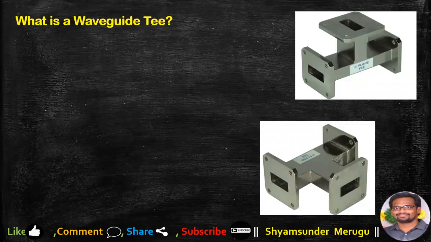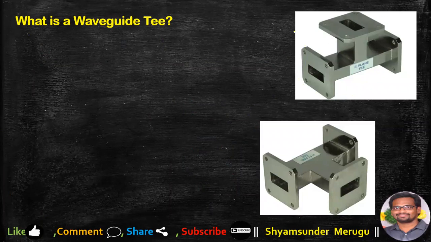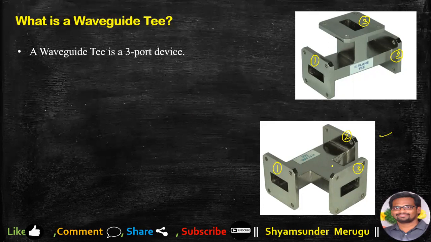Here we can see two structures in the diagram. The first one has three ports. Let us consider them as port 1, port 2 and port 3. And you know, a port is the point where we can give the input and where we can get the output. If you look at the second diagram, here also you will see three ports. Let us consider them as port 1, port 2 and port 3, right? So a waveguide T is a three-port device.